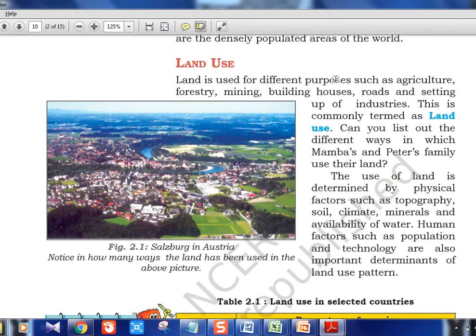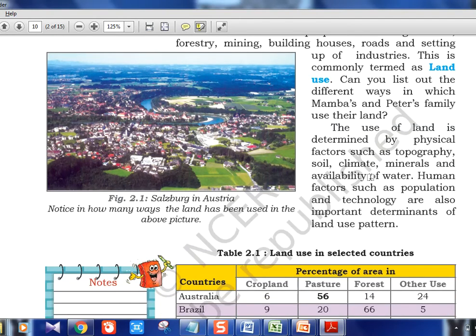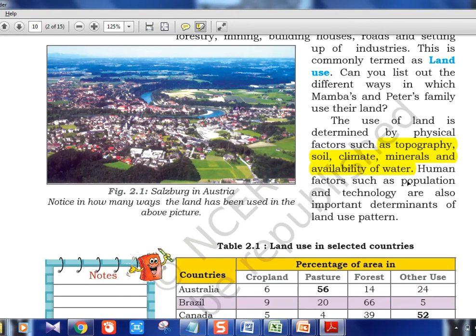Land is used for different purposes, such as agriculture, forest, mining, building houses, roads, setting up of industry, etc. This is commonly called land use. Use of land is determined by physical factors such as topography, soil, climate, minerals, availability of water. So these all will decide what to do in a particular piece of land.